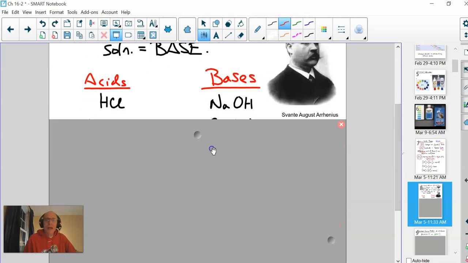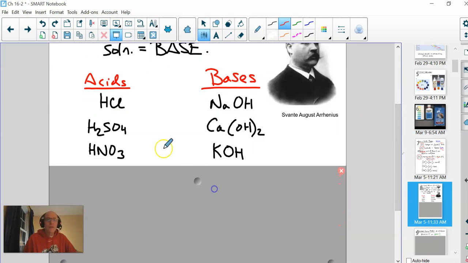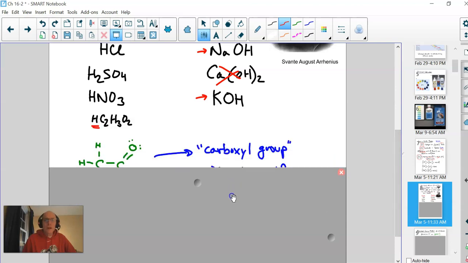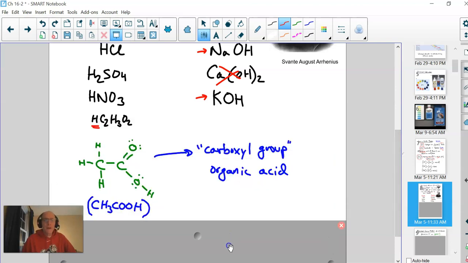Remember your strong acids and bases. There's your strong acids: hydrochloric, sulfuric, nitric. Here are your strong bases, just potassium and sodium hydroxides. This is not one you have to remember, but it's just another example of something that donates OH minus to solution. There's vinegar, again, the H plus in front of the acetate ion right here.